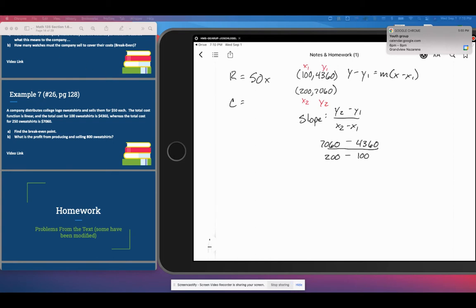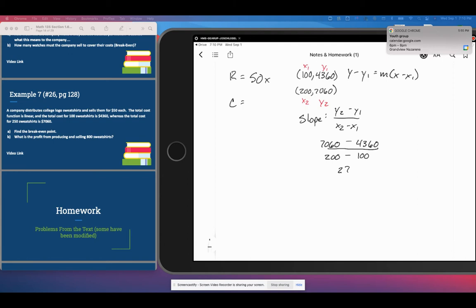I'm going to give that to Wolfram and let the magic happen. I'm going to do it off screen because I believe at this point you would be able to type that into Wolfram yourself and do just fine. So I've got 7,060 minus 4,360, and I'm making typos, got to slow down, over 250 minus 100. And for the slope of this thing, I do get 18. Okie dokie. So the slope is how much it costs to make each one of these sweatshirts.